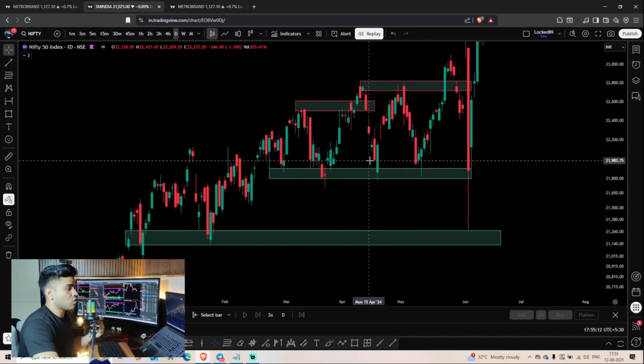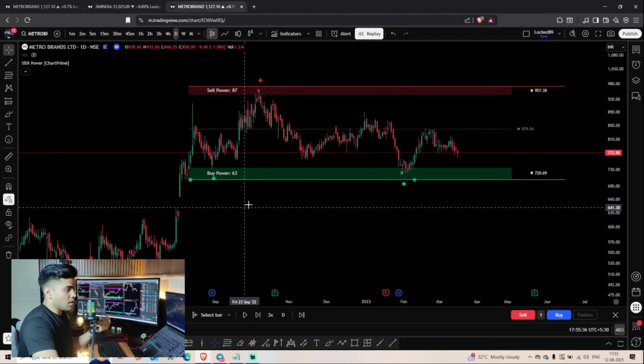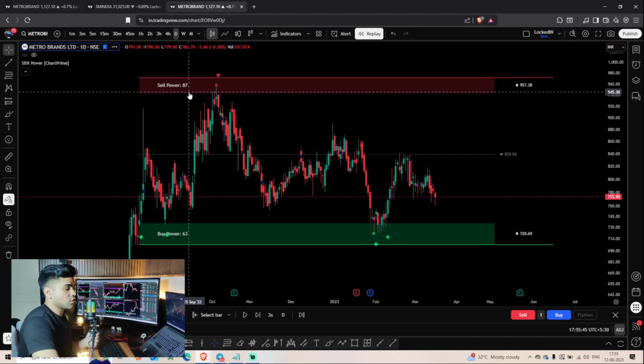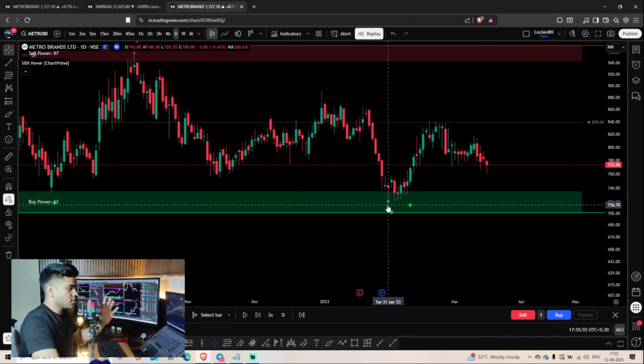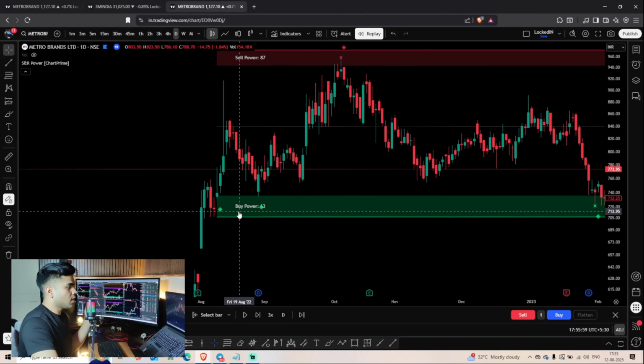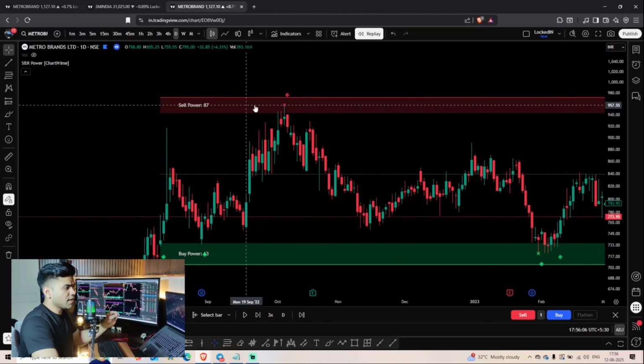Let me just move on the price action and you guys can see the more I'm moving with price action, my demand zone, my supply zone, both are changing. And not only that, their buy power, sell power that's written, that is also changing, and that's quite intriguing. There is a cross symbol here and a diamond symbol here, along with a buy power that is written 63 here, a sell power at the supply zone that is written 87. Again, the cross is there, the diamond is there.